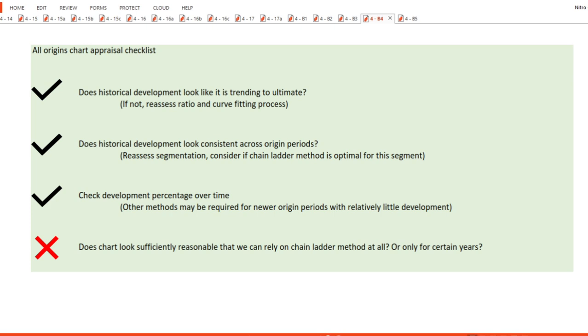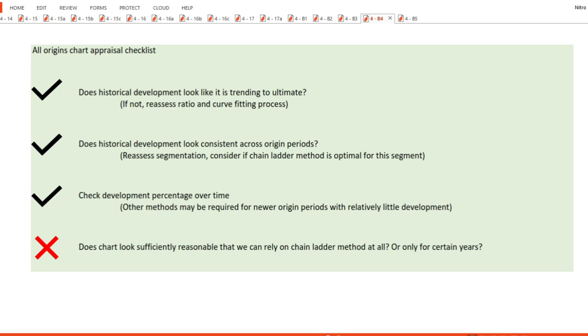Next, we can see if the historical development looks consistent over origin periods. If not, it may well indicate a change in mix over time, which invalidates our assumption that historical development is predictive of future development. So we might need to reassess our segmentation or use a different method.